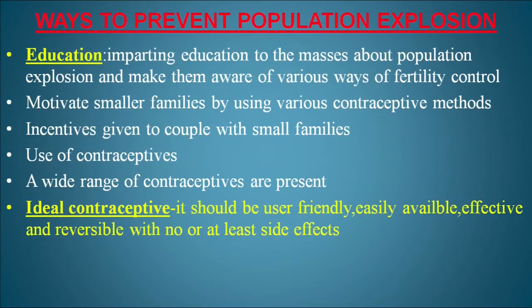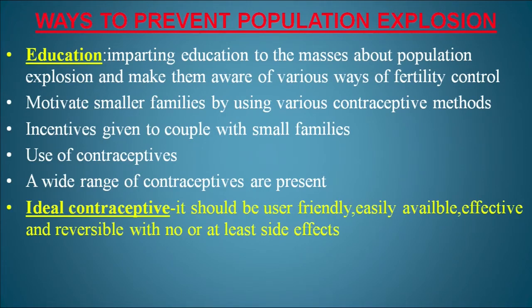Now, how to stop this growing population? The first method is by providing education. Impart education to the masses about population explosion and make them aware of various ways of fertility control. By motivating smaller families by using various contraceptive methods, incentives should be given to couples with small families.